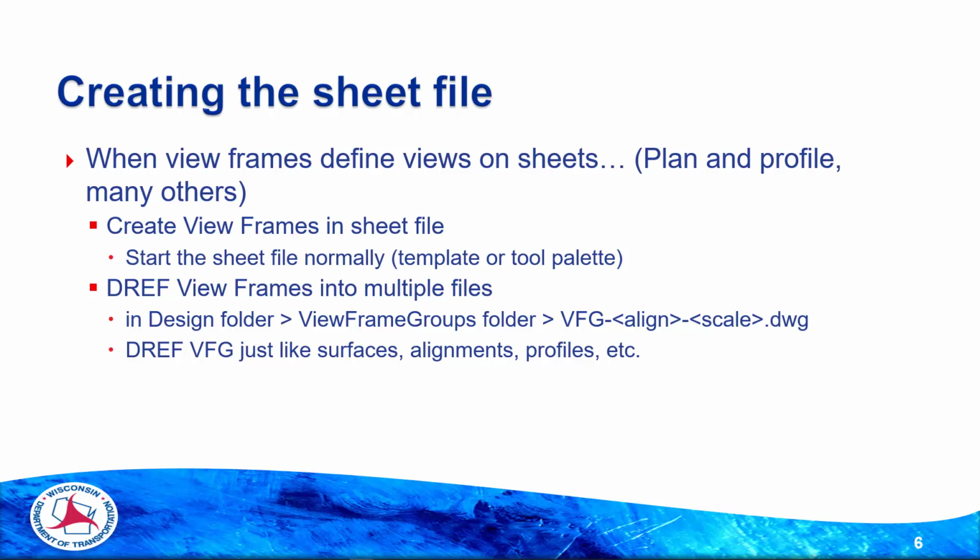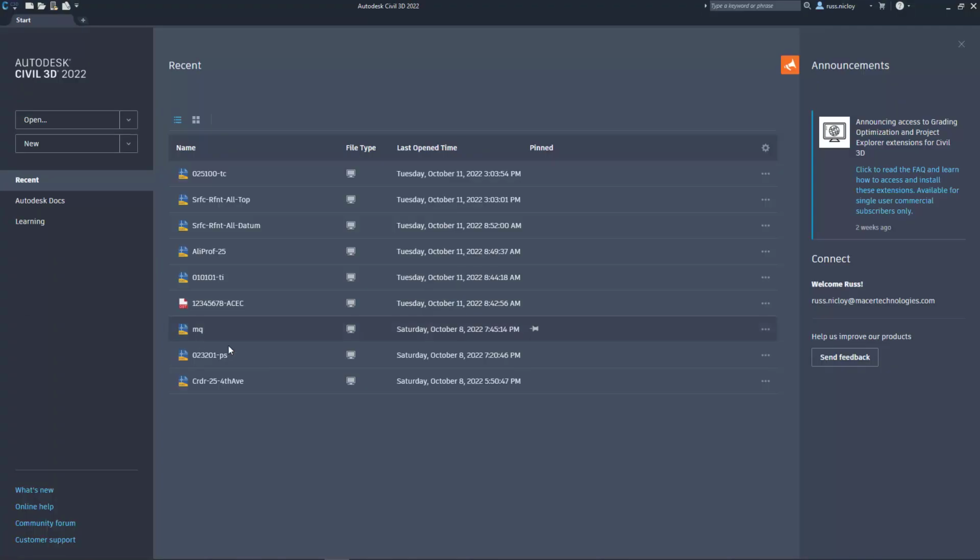So let's take a look at Civil 3D here. And first of all, when you open up Civil 3D, I'm using 2022 with the WisDOT settings for this. In 2022, we now start off on the start page. It used to start off with a particular drawing file started, but now it starts off on the start page.